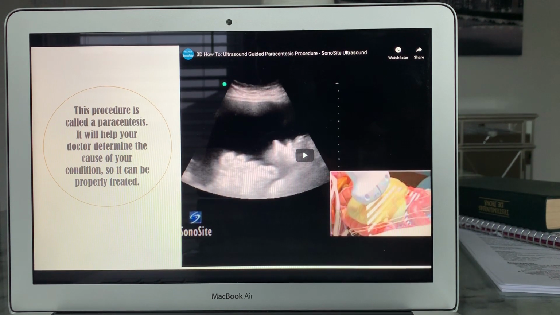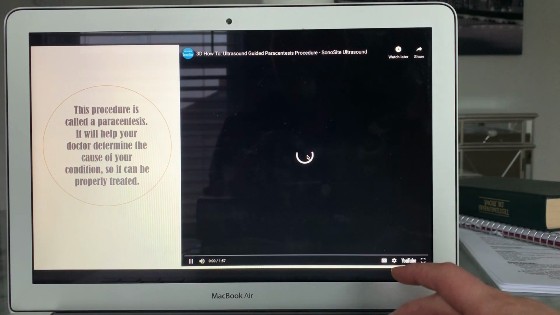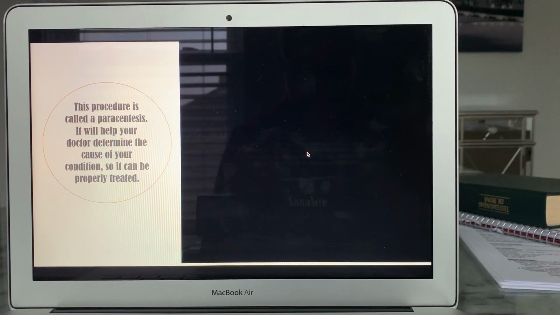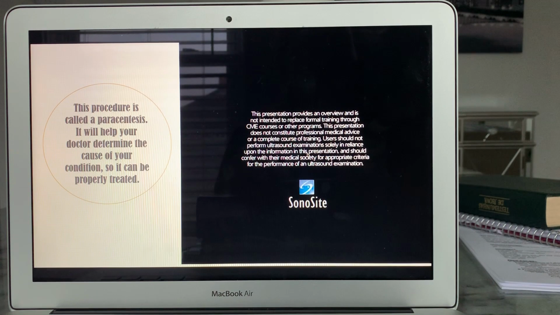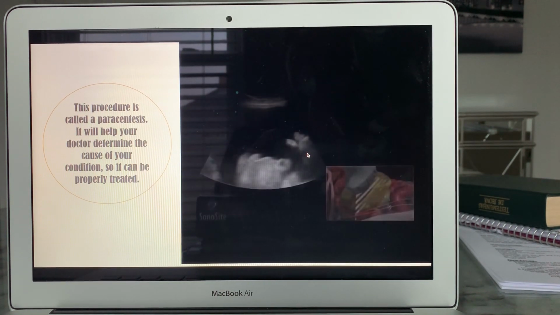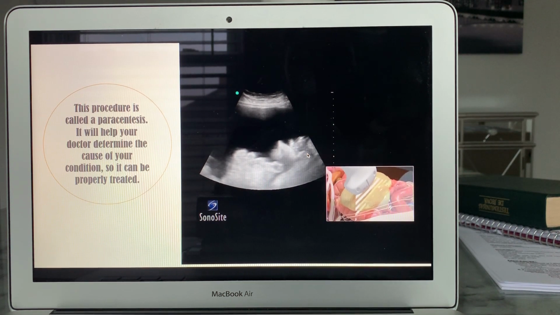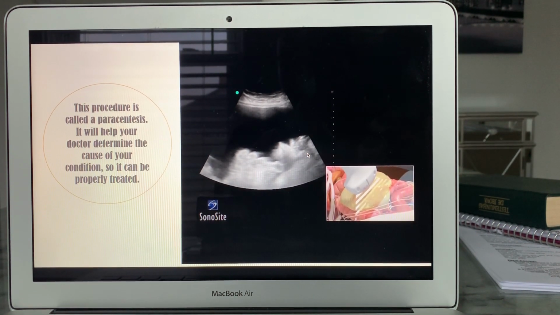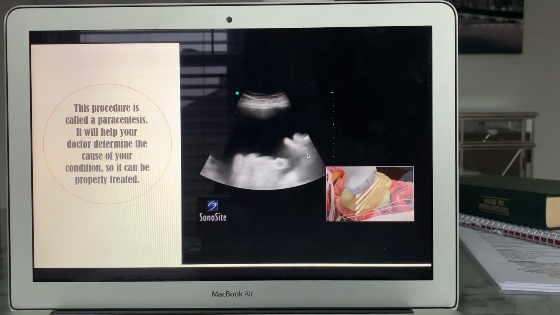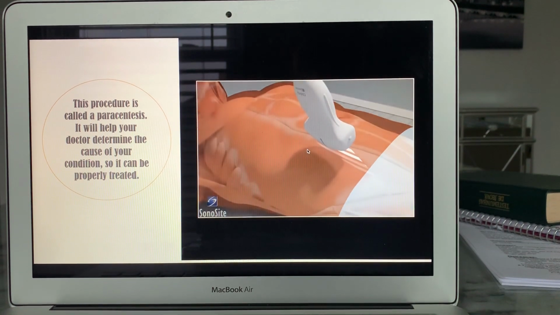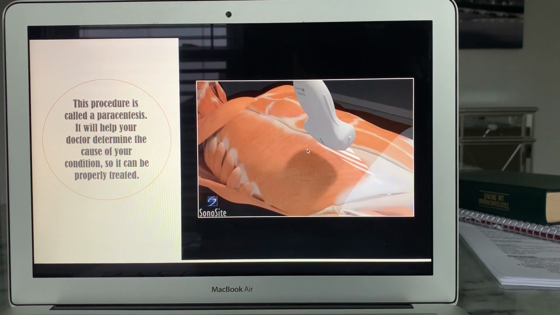The video demonstrates how the procedure is performed. A curved array transducer with an abdomen exam type is used to perform an ultrasound-guided paracentesis. It is easier to perform this exam when the bladder is not filled. The patient is placed in a supine position. The abdominal cavity is evaluated in two planes.